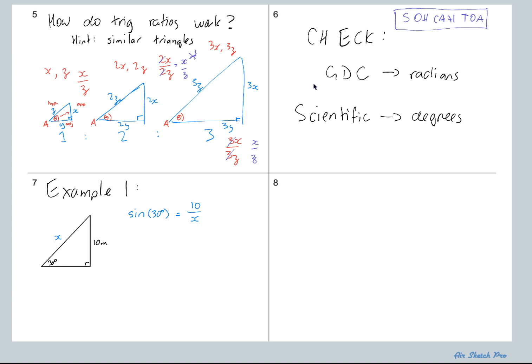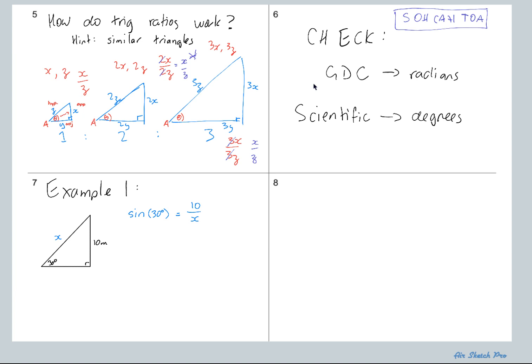Now, first of all, you will often find that brackets aren't used in many instances. I tend to use the brackets to remind myself that I'm dealing with a function, okay? I've seen lots of people forget that they're dealing with functions and just write sine 30, which is a legitimate way of writing it, but they forget, and then they do things like divide by sine. You can't divide by sine, just like you can't divide by f in f of x, right? It's a unit. So sine of 30 is a unit, and it's equal to 10 over x in this instance.